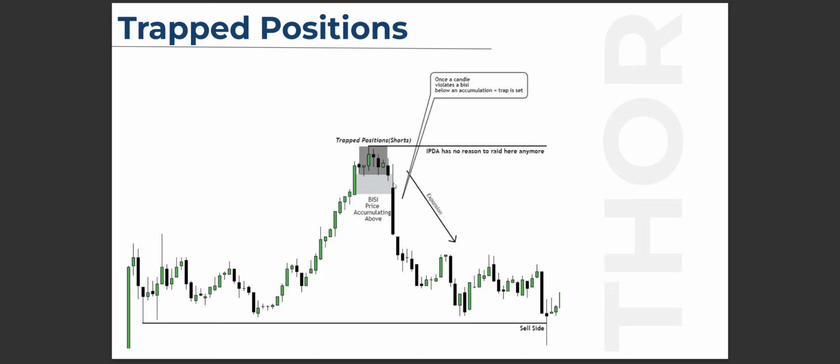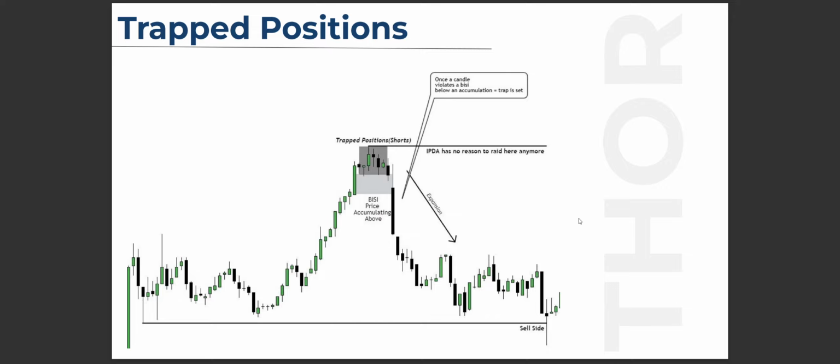Once it invalidates that fair value gap, then and only then you can say, okay, this was trapped positions, in this case trapped longs. The delivery algorithm has no reason whatsoever to raid its high again, because it doesn't want to give the trapped people the chance to close their positions at a net profit or break even or a fair price. What it's going to do rather is keep expanding lower and lower in a faster manner. This is a typical Judas swing price action.